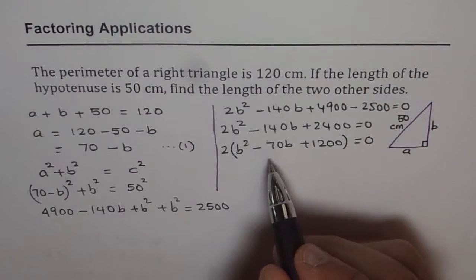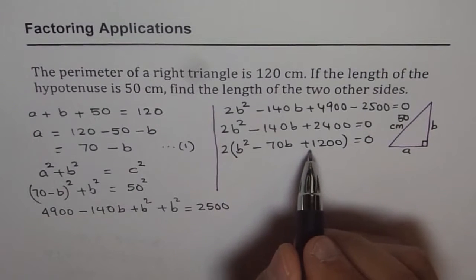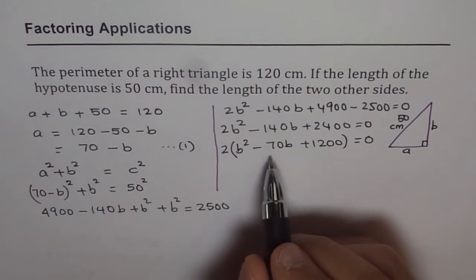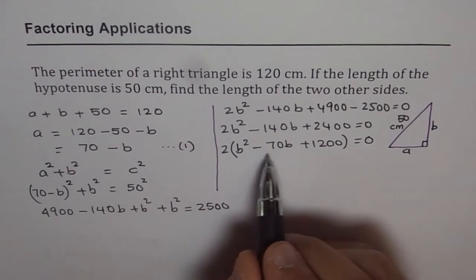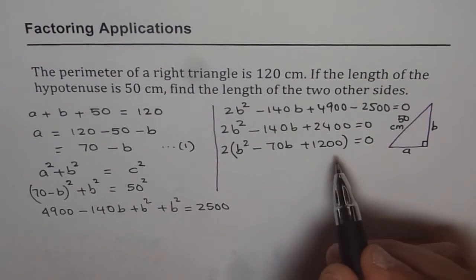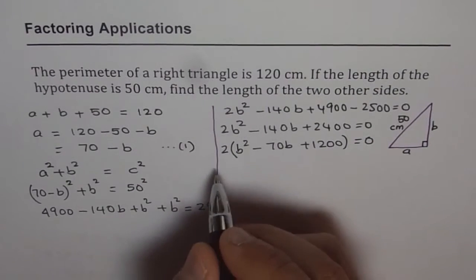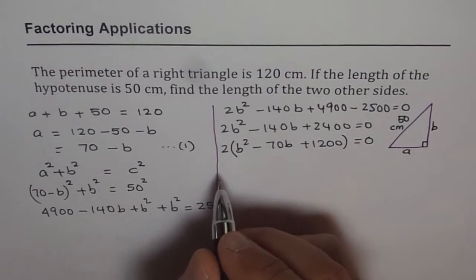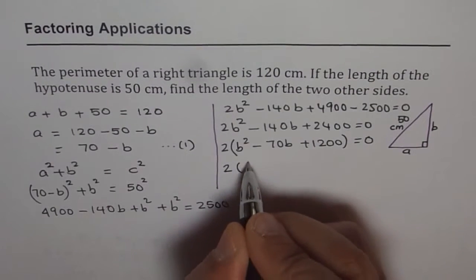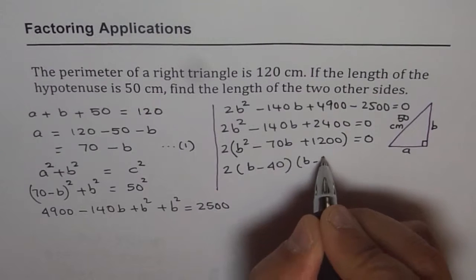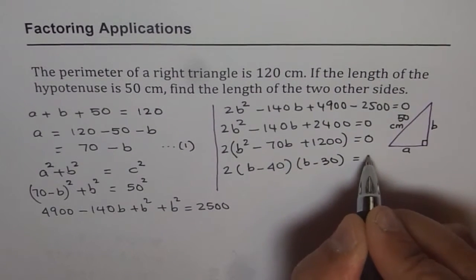So now what two numbers, when you multiply, you get 1200, and when you add, you get minus 70. Well, since we need positive when you multiply, both numbers should be of same sign, and their sign has to be negative, because when you add, you get 70. So numbers are 4 times 3 is 12, and 4 plus 3 is 7. So the numbers are 40 and 30, right? So here we can write this as B minus 40 times B minus 30 equals to 0.